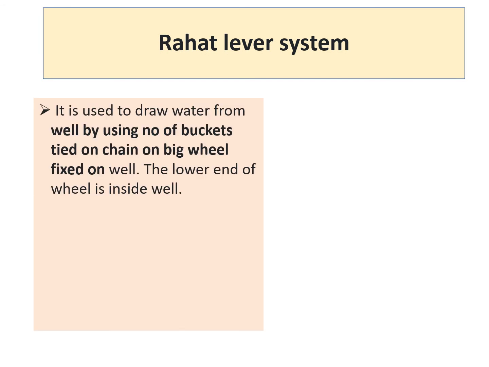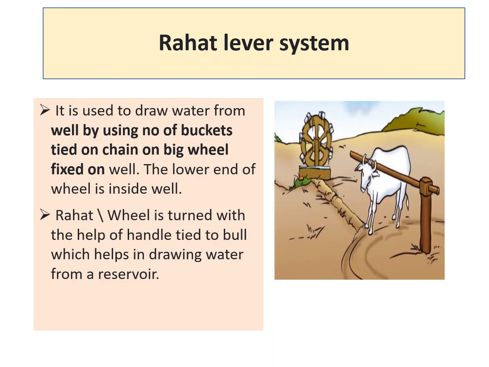Now the next is the Rahat or the lever system. What was done in this system? It is used to draw water from the well by using a number of buckets tied on a chain of a big wheel fixed on the well. You can see in the picture, a large number of buckets tied on a big wheel fixed on the well. The lower end of the wheel is inside the well. The wheel is generally turned with the help of a bull, which helps in drawing water from the reservoir. By this method, the farmers used to irrigate the fields. This is the Rahat or the lever system.